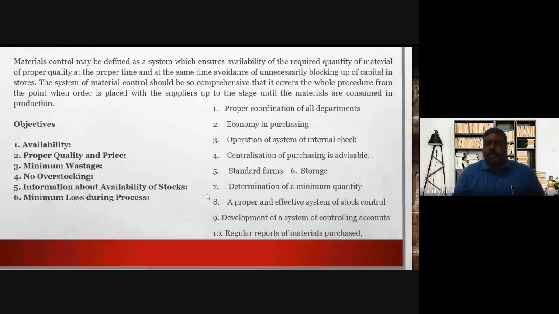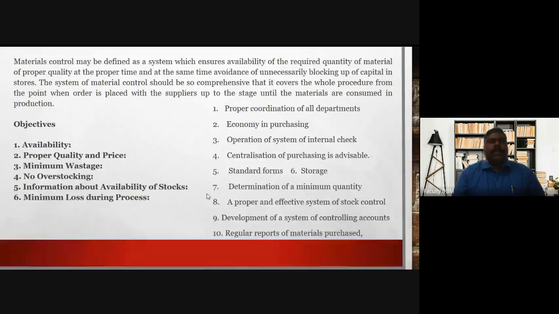Materials control. We need to control, otherwise it becomes out of stock. For that reason, we need to control those materials. So today's topic starts with materials control.